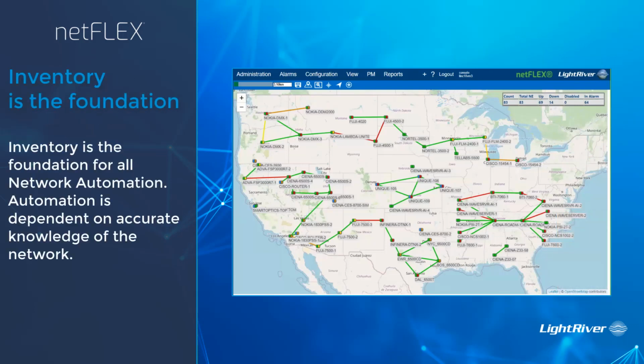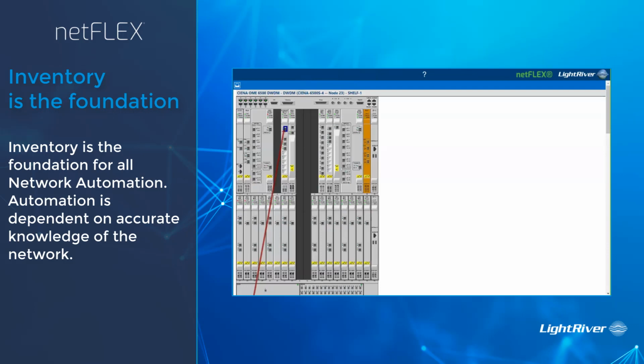netFLEX is communicating with legacy gear and next-gen gear using TL1, SNMP, CLI, NetConf. We communicate directly to every one of these boxes, and we're able to pull back all the inventory information, all the circuit information, and we normalize that and store that in the netFLEX database. So that allows us to graphically draw things like equipment views.